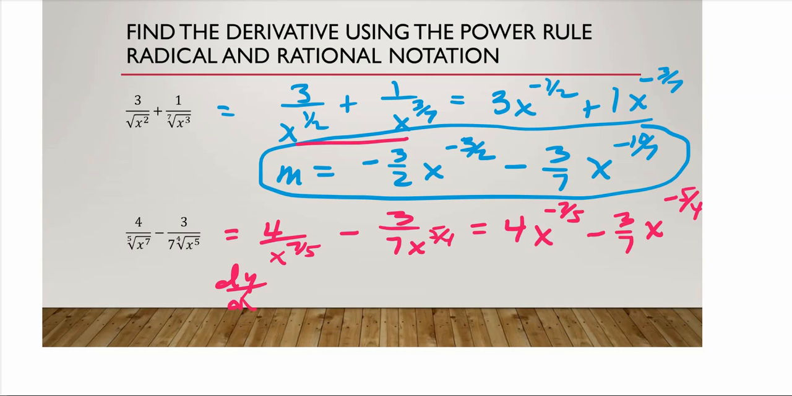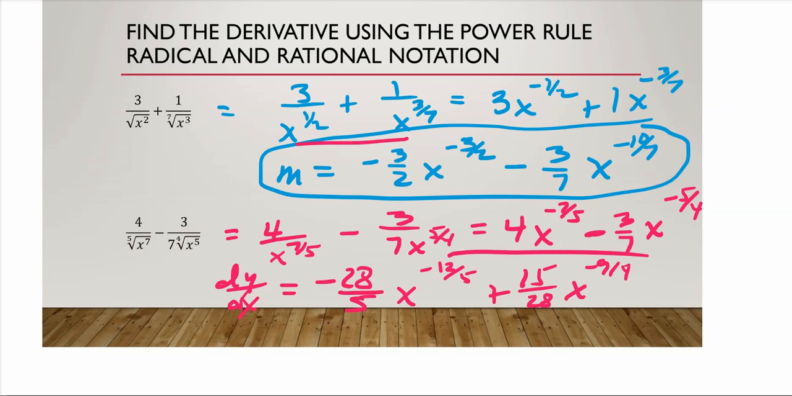dy/dx is going to equal negative 28 over 5 x to the negative 12 over 5, plus, and now why is it plus? Because you have a minus and a negative. That's going to give me 15 over 28 x to the negative 5 minus 4, which is negative 9/4. And this is going to be my solution. And that concludes the derivative using the power rule.